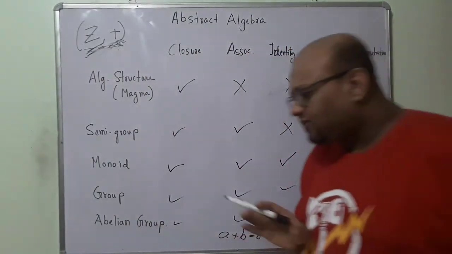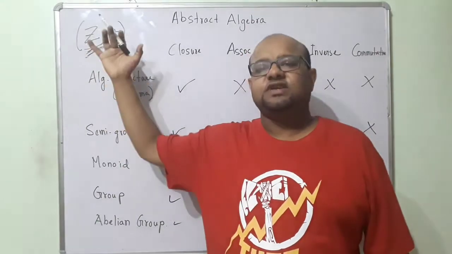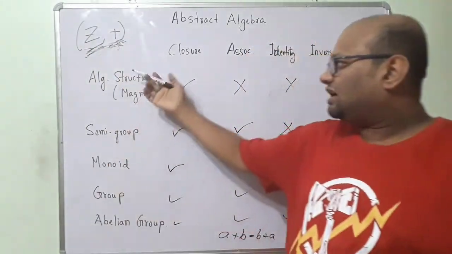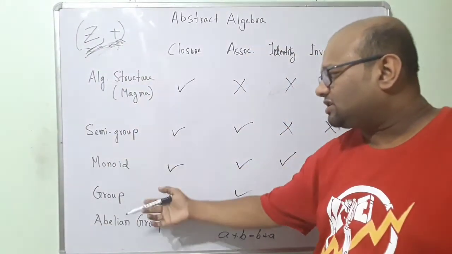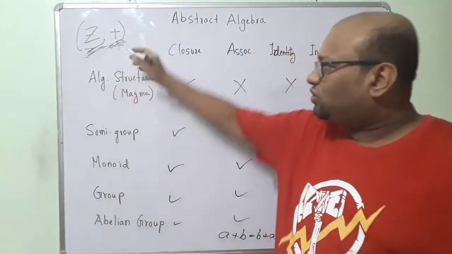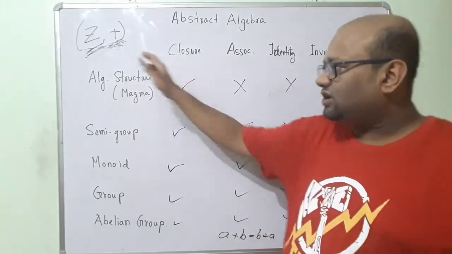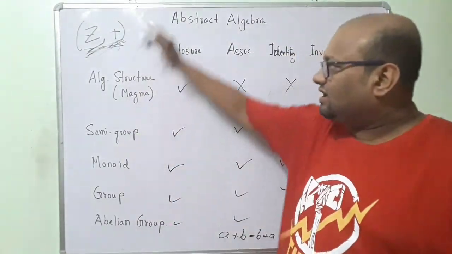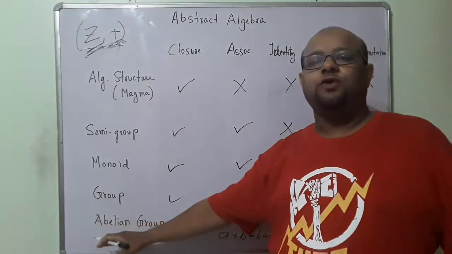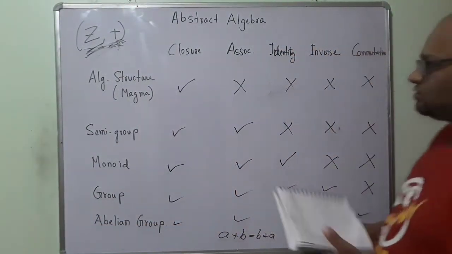Okay. Now if I ask you, what is the type of structure of this? Is it an algebraic magma? Is it a semi-group? Is it monoid, group or abelian group? You should tell it is an abelian group, although it is a monoid. Okay, all these 3 are satisfied, therefore it is a monoid. But then you should tell what is the highest form that it is. Okay, it is an abelian group.